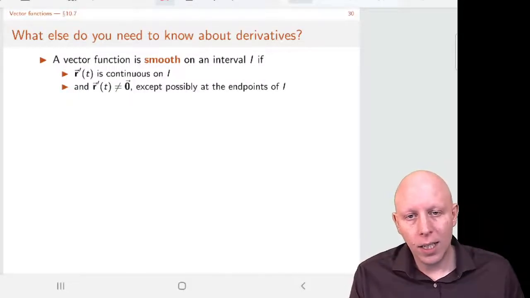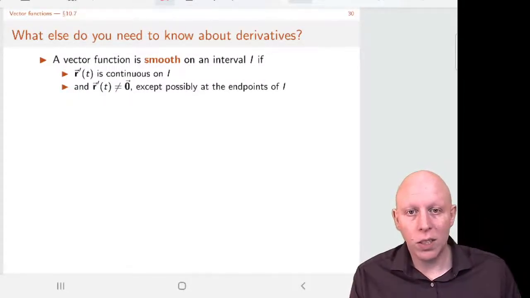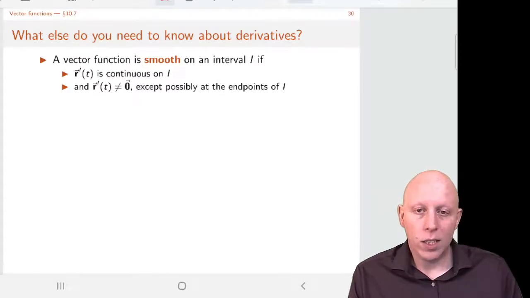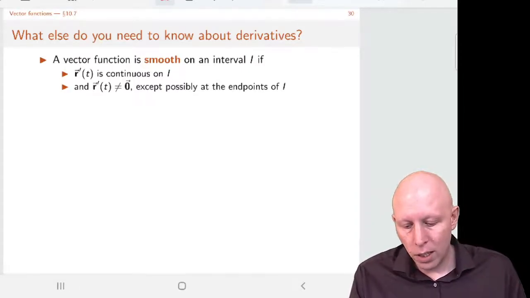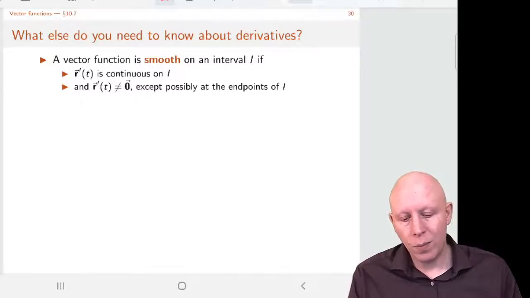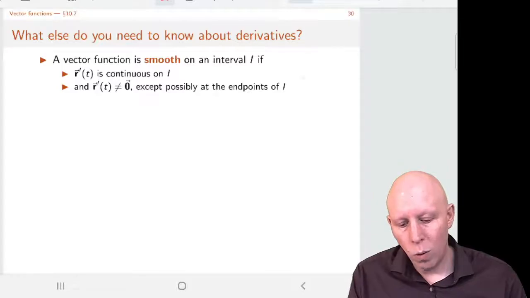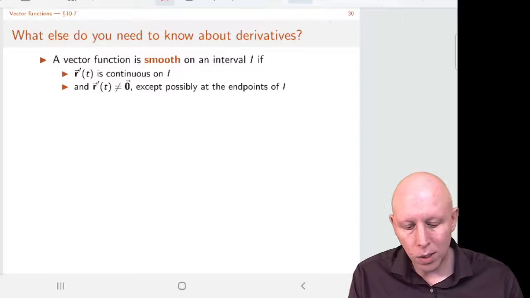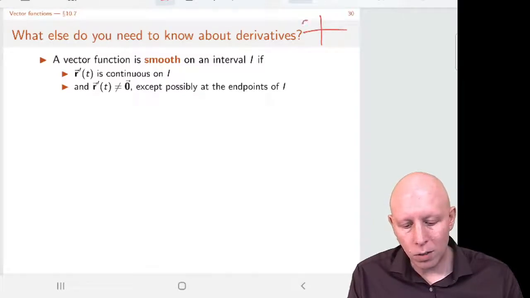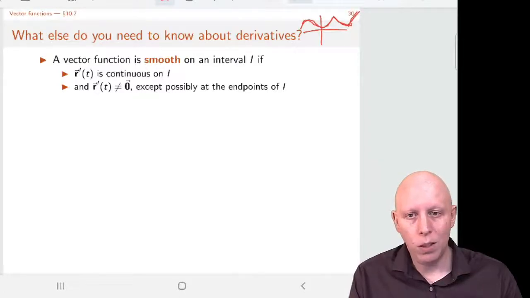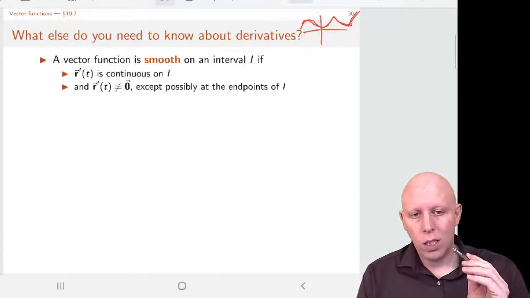Hi, welcome back. Today we're going to talk about some additional things related to derivatives of vector functions. First, let's talk about nice functions. When we're talking in single variable calculus about a nice function, we'd often talk about continuous functions, right? As long as you could draw them without picking up your pencil, you were kind of happy. We're going to kick that up a notch.